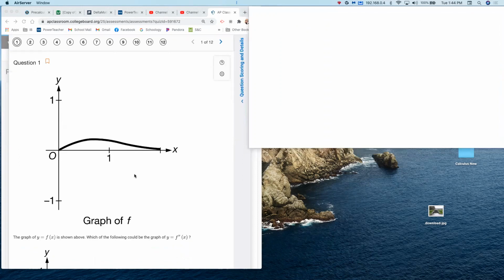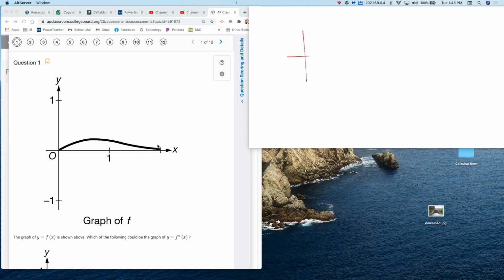So take this one. This is question number 1, and you're given this graph. It's the graph of F, not F prime. And it says, which of the following could be the graph of F double prime? Well, notice that when you think about what's happening, this graph looks like it's concave down, and somewhere right around here, this graph shifts to concave up.